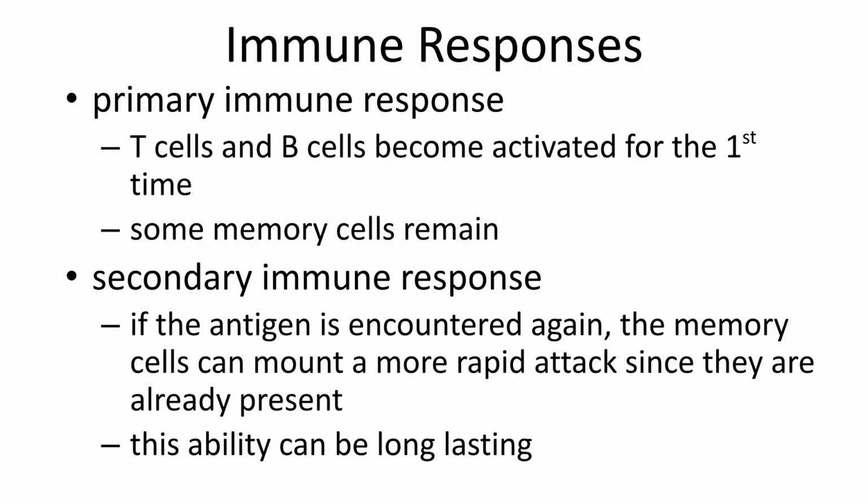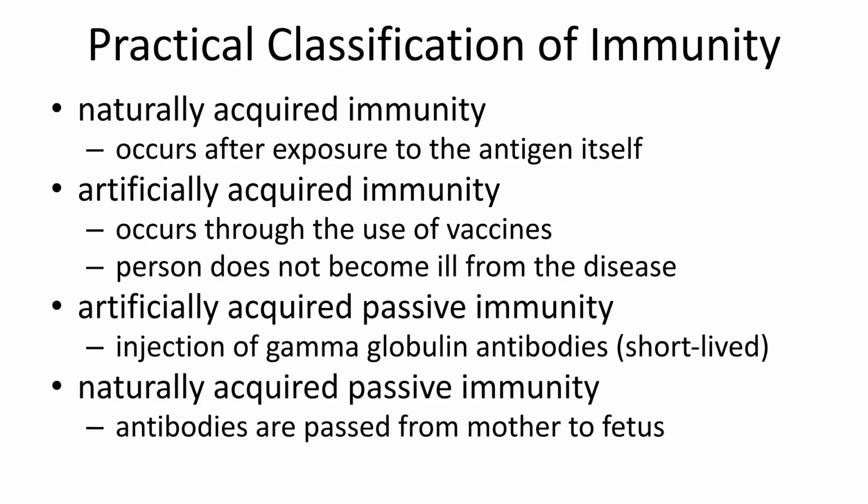The primary immune response is the first activation of T and B cells, leaving behind some memory cells. The secondary immune response occurs when the antigen is encountered again, allowing memory cells to mount a more rapid and long-lasting attack. Immunity is classified as naturally acquired immunity, occurring after exposure to the antigen, artificially acquired immunity through vaccines, artificially acquired passive immunity via injection of antibodies, and naturally acquired passive immunity through antibodies passed from mother to fetus.